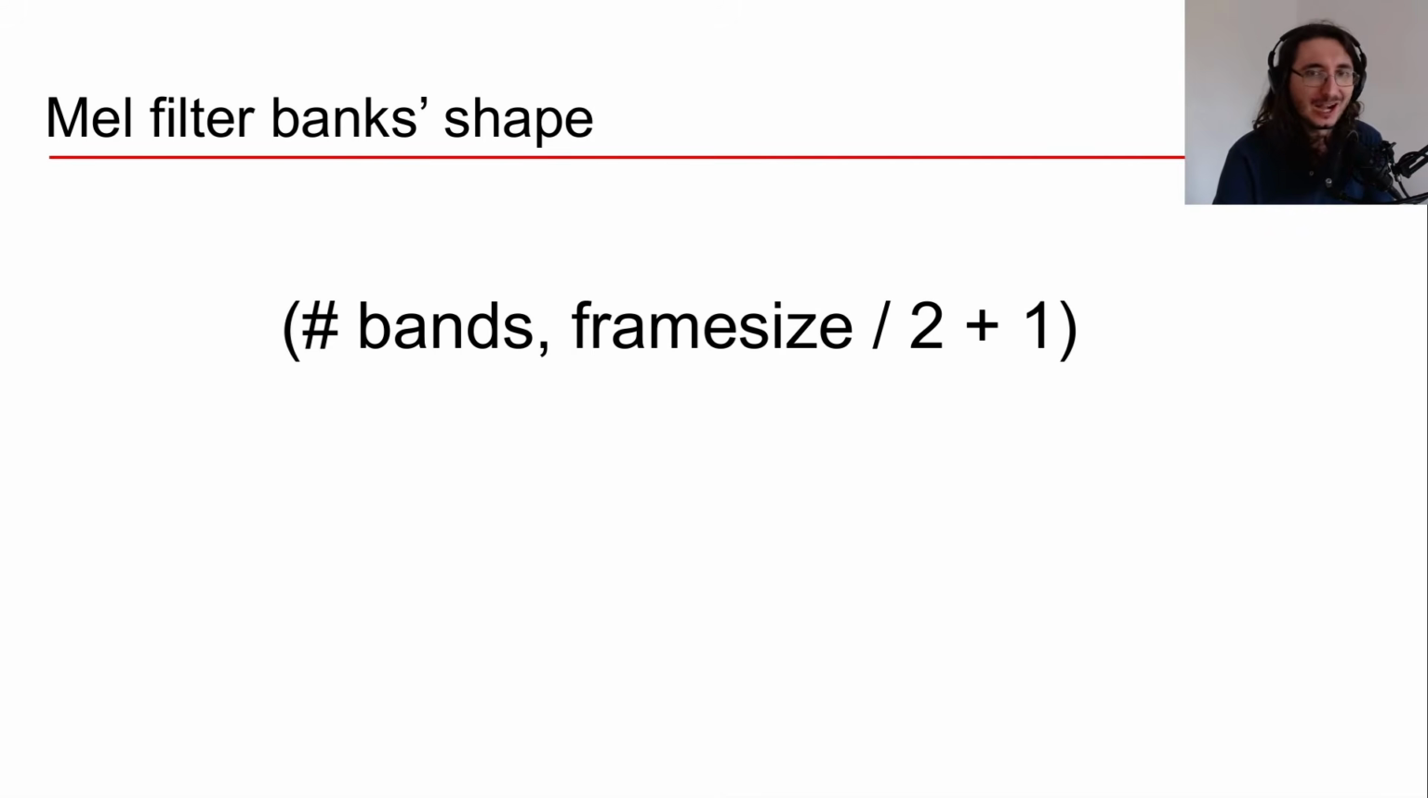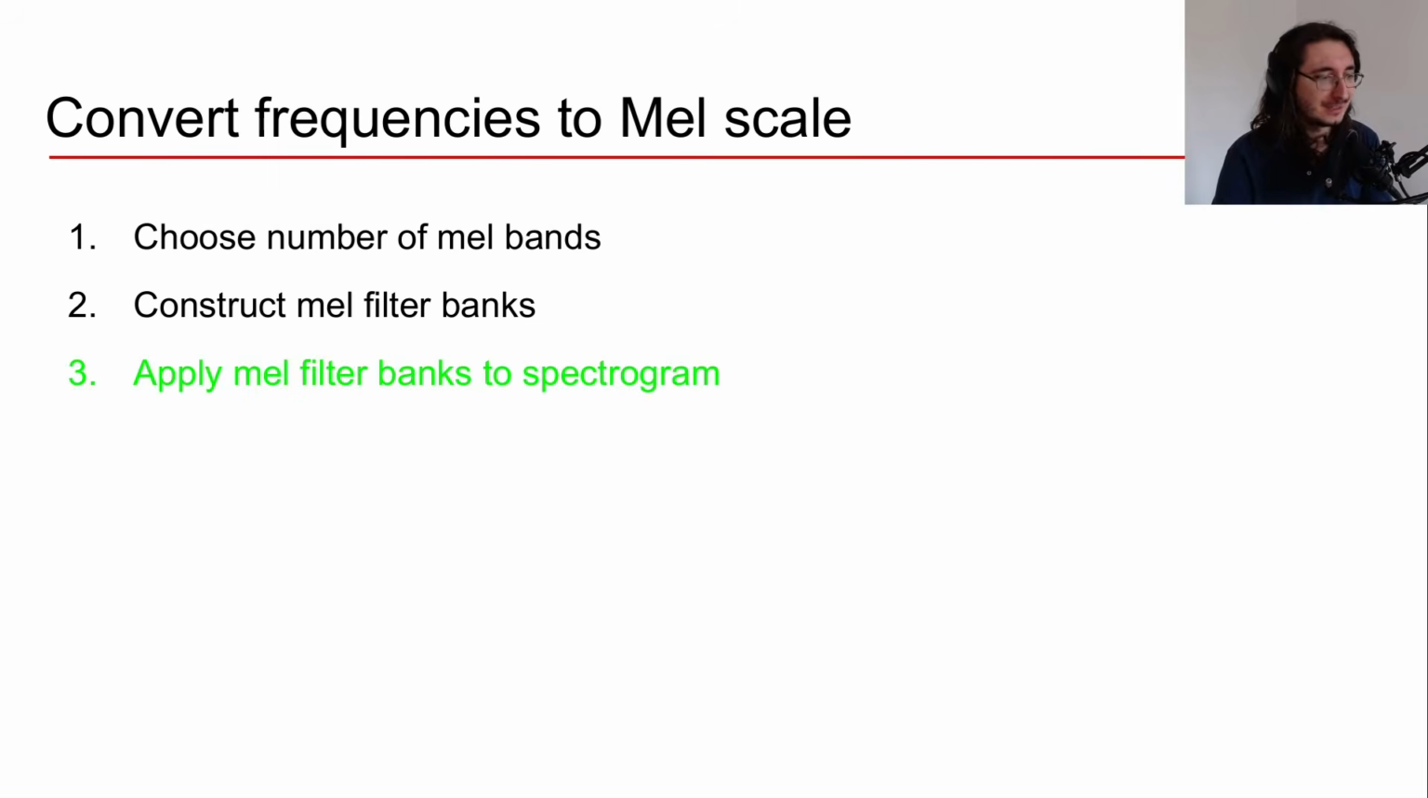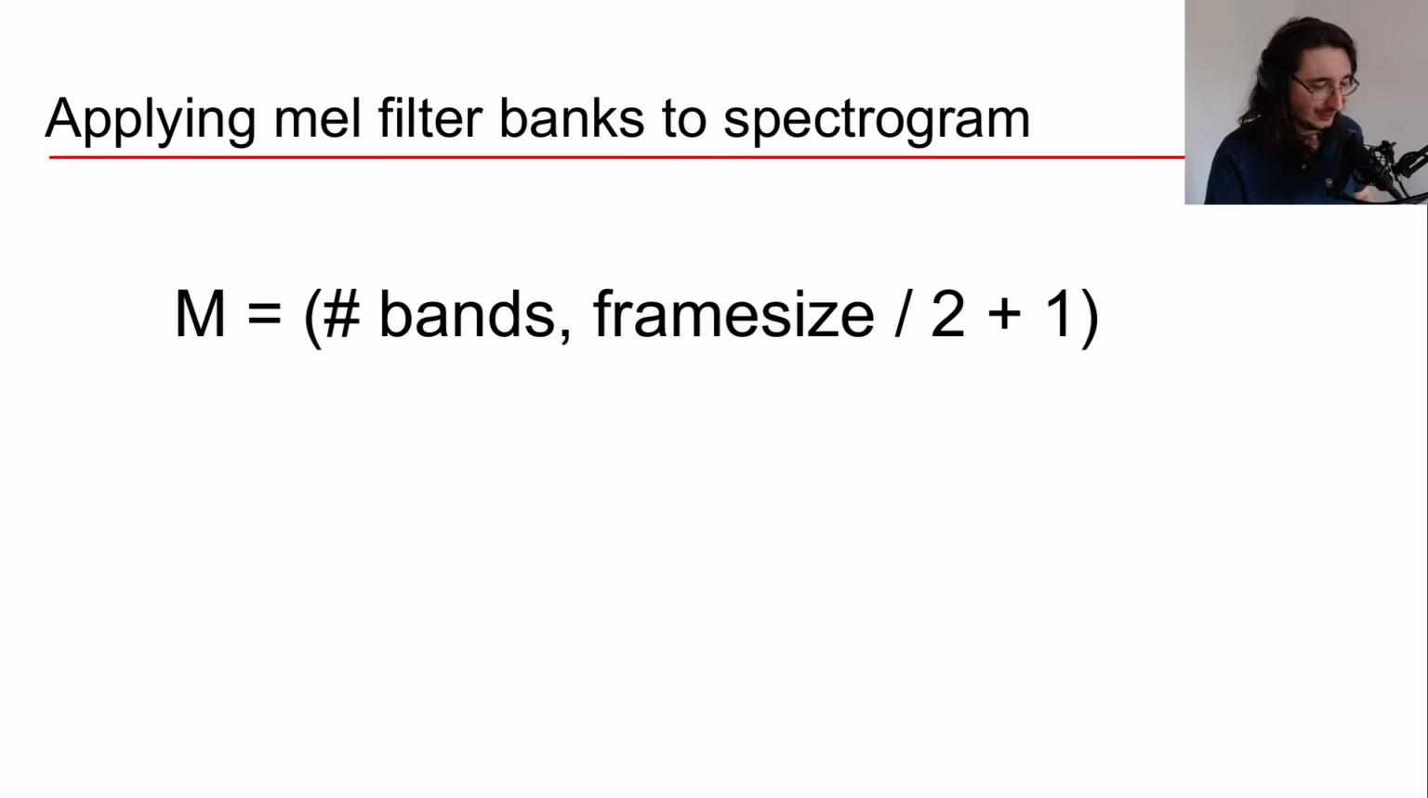Okay, so I hope you now have an understanding of this Mel filter bank, and with all of this information, we need to go to the final step in the conversion from frequencies to Mel scale for our spectrogram. In other words, we are moving from the spectrogram to the Mel spectrogram. And how do we do that? Well, we have to apply the Mel filter banks to the spectrogram. And how do we do that? Here linear algebra is going to help us quite a lot.